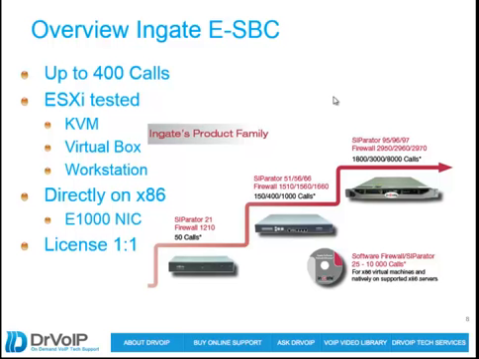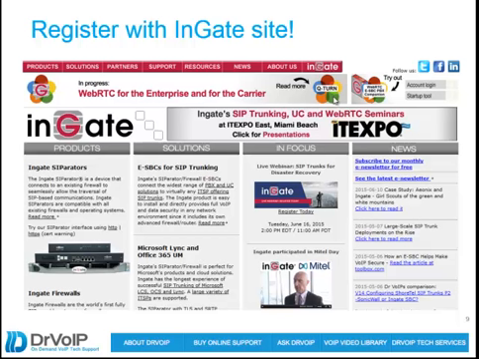The licensing is pretty simple, but it's pretty strict. You can license one instance of SBC per box. So you'll go out to the Ingate site, and if you haven't already, you'll do a registration and get yourself an account. You'll need the account to get the software, number one, and number two, to get your license key.